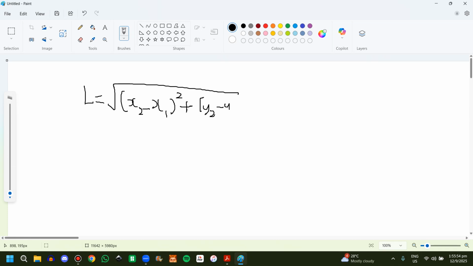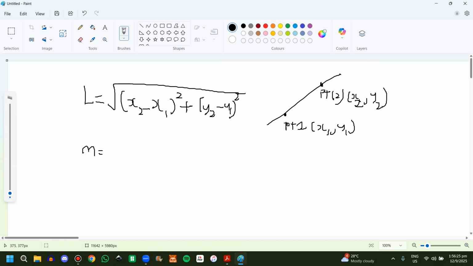First off, we know the formula of how to find the length of a line, which goes like this: square root of (x2 minus x1) squared plus (y2 minus y1) squared. Let's say I have the length of a line here. This is the first point, point 1, and this is the second point, point 2, where the coordinates are x1, y1 and x2, y2 respectively.